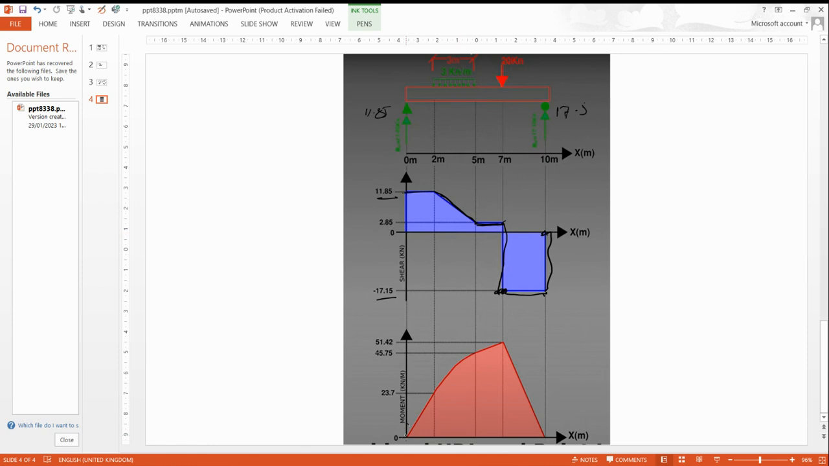Here is the same answer for the bending moment. First point we get 23, then 45, then 50 something, and there is 0, so it's straight to 0. Shear force and bending moment.